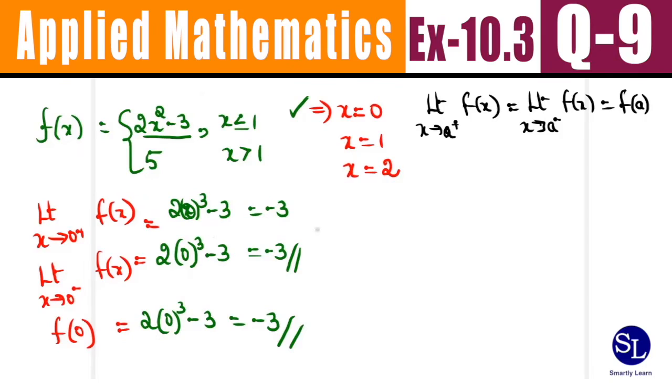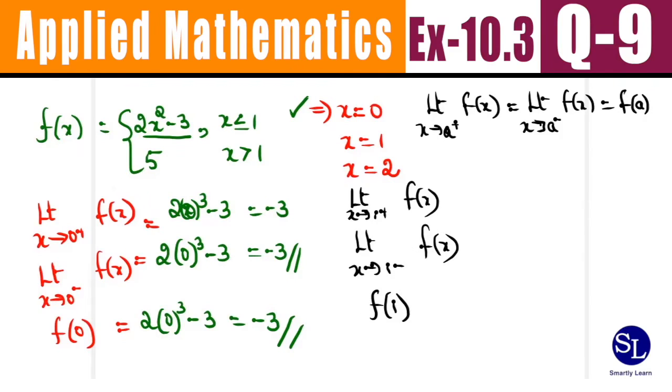Now let's repeat the whole process for the function at x is equal to 1. In this case, you are going to compute limit x tends to 1 plus f of x, limit x tends to 1 minus of f of x, and finally f of 1. Now, according to the definition, when x is less than or equal to 1, this is my definition. So I compute f of 1, it is 2 into 1 squared minus 3. So 2 into 1 is 2, 2 minus 3 is minus 1.